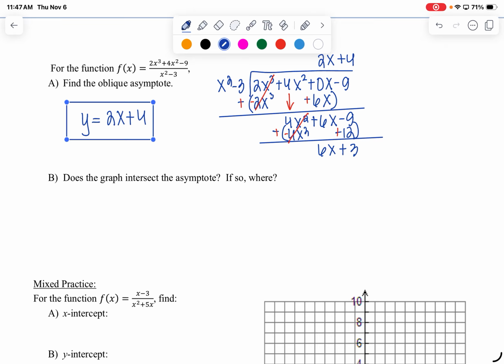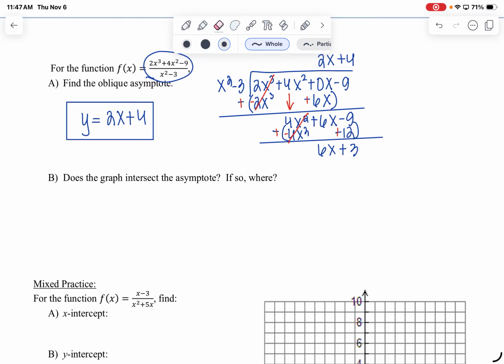And then now I'm going to see if the graph intersects the asymptote. Once again, if I set this equal to this, everything after solving is going to cancel out except for this being equal to 0. So the shortcut is setting that equal to 0 and solving, okay? If it has an x in it, you can always solve it.